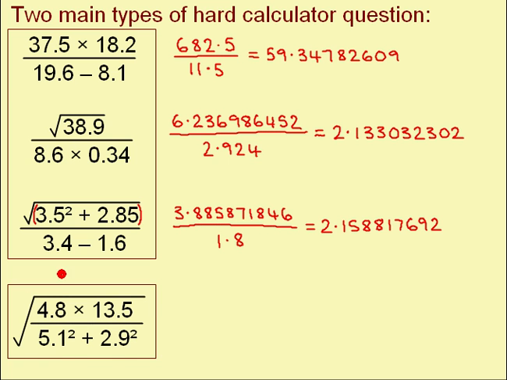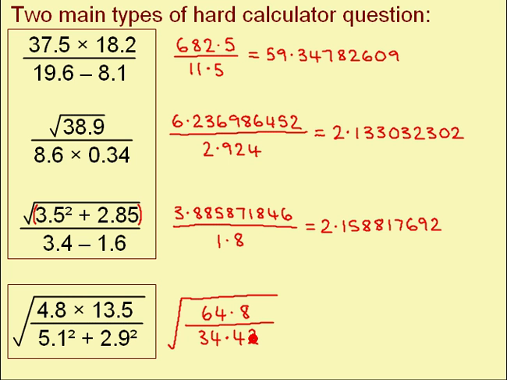Now I'm moving on to the second type of question. Remember, in this one, we've still got a top and a bottom to divide, but after we've done this, we have to do the square root. So I start by working out 4.8 times 13.5. I get 64.8, and you can see that I've still got the square root sign because I haven't used the square root button yet. Now I'm going to do the bottom part here.